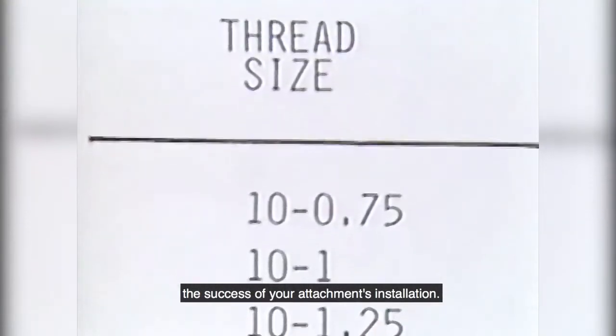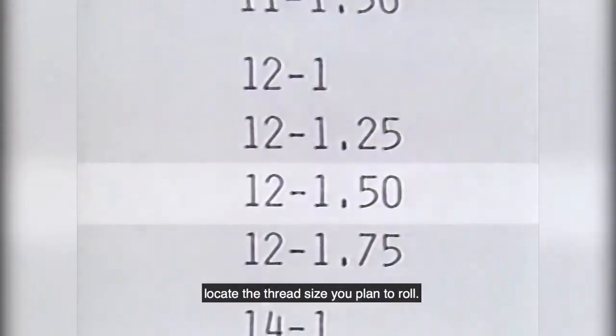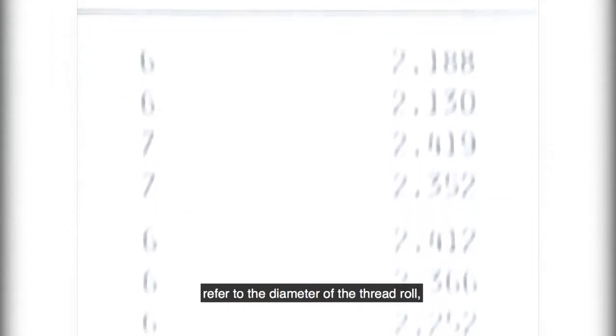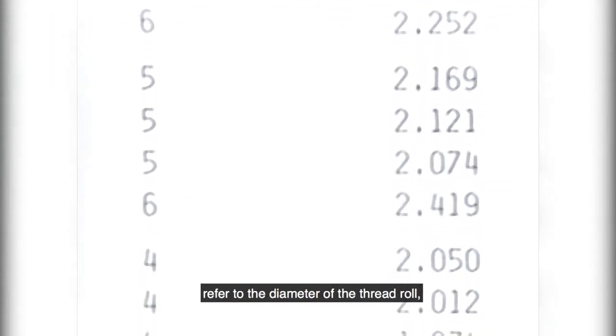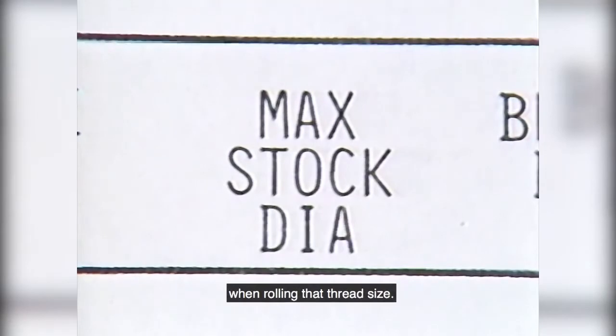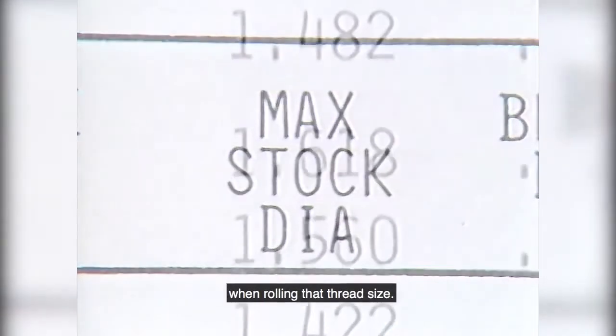installation. In the first column of the chart, locate the thread size you plan to roll. Next, the starts and outside diameter columns refer to the diameter of the thread roll and is the dimension on which the remainder of the information on the chart is based. The fourth column, maximum stock diameter, pertains to the largest diameter the attachment will clear when rolling that thread size.